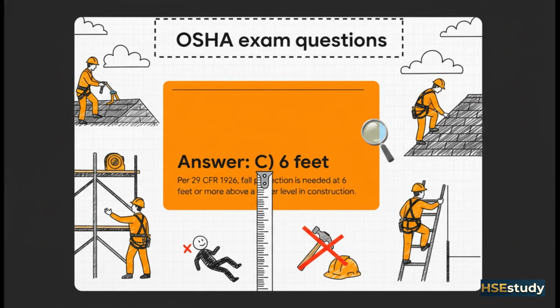The answer is C, 6 feet. This number is the cornerstone of the Construction Fall Protection Standard, 29 CFR 1926.501. You have to remember, falls are the number one killer in construction. So this 6-foot rule is one you absolutely, positively have to know.